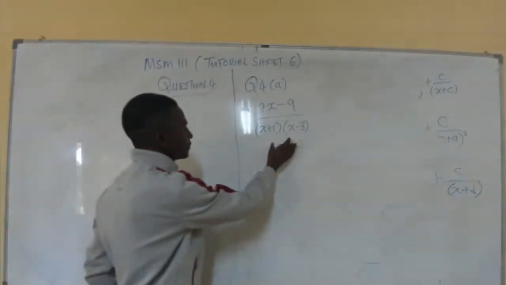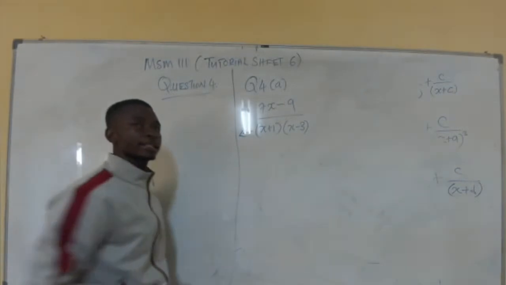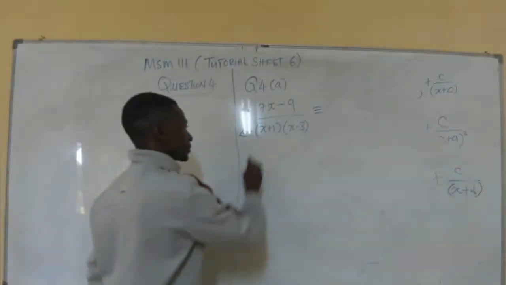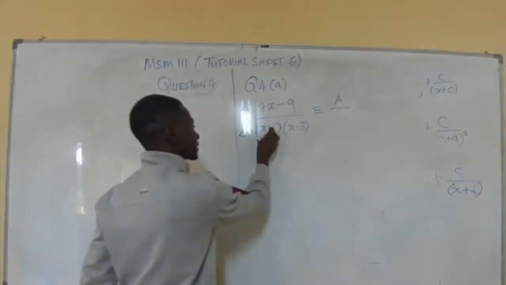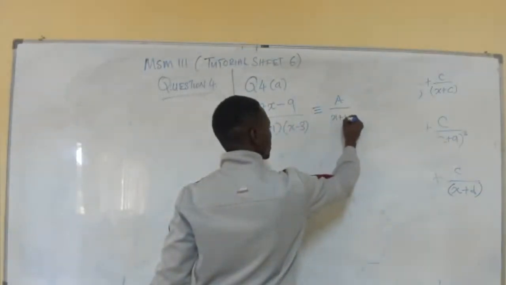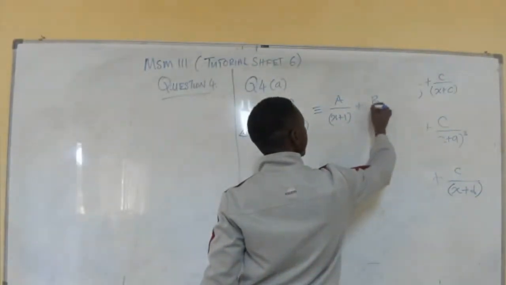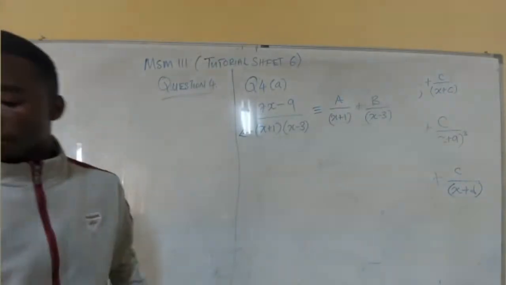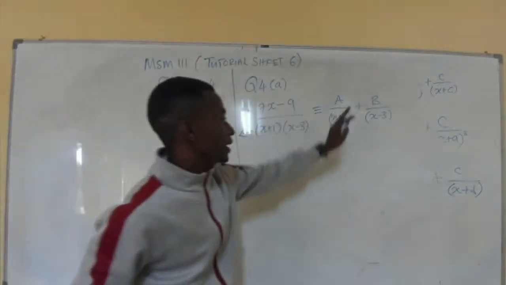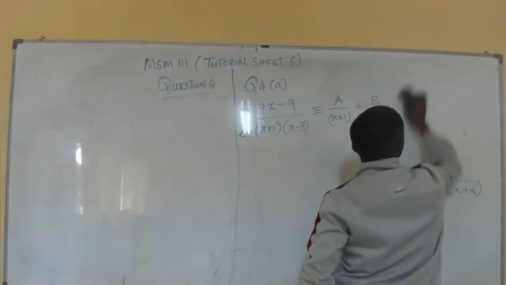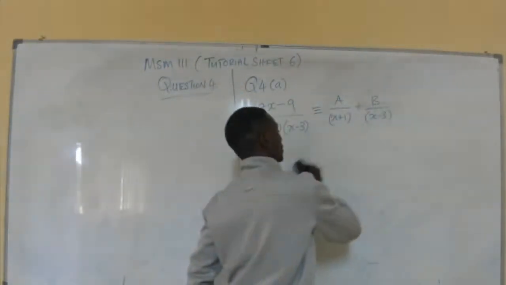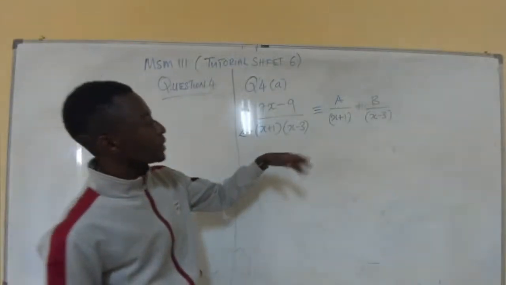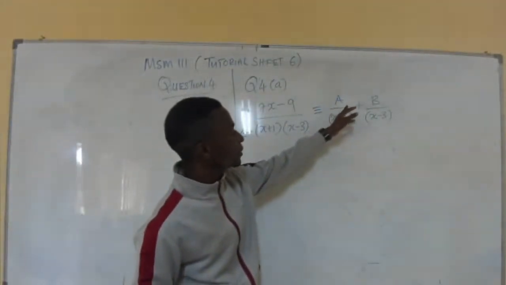The factors that we have, we call them linear factors. So this one in partial form can be expressed as a over the first factor, x plus 1, plus b over x minus 3. So in partial form, that one can be expressed as that. It doesn't mean that we are done there. What next? We are now supposed to find the values of a and b.